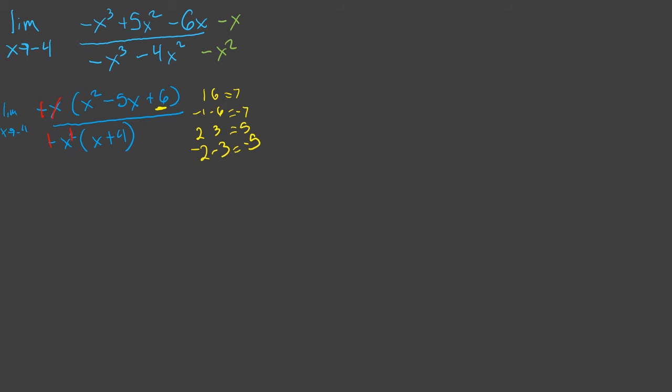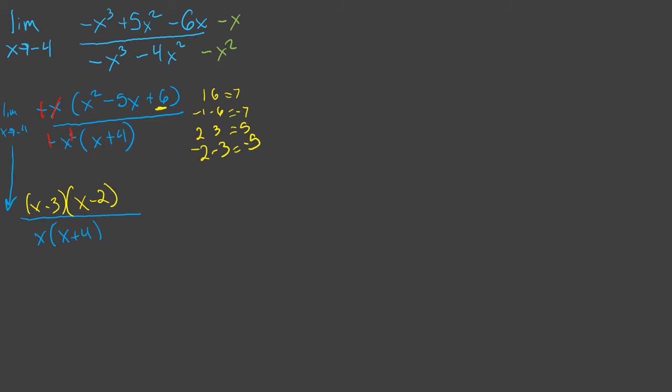So what we're left with is, up top, we've got x minus 3 times x minus 2 all over x times the quantity x plus 4. Oop, can't forget the limit, carry that down. So if we put in negative 4, we're going to have a 0 in the denominator, which gives us undefined.